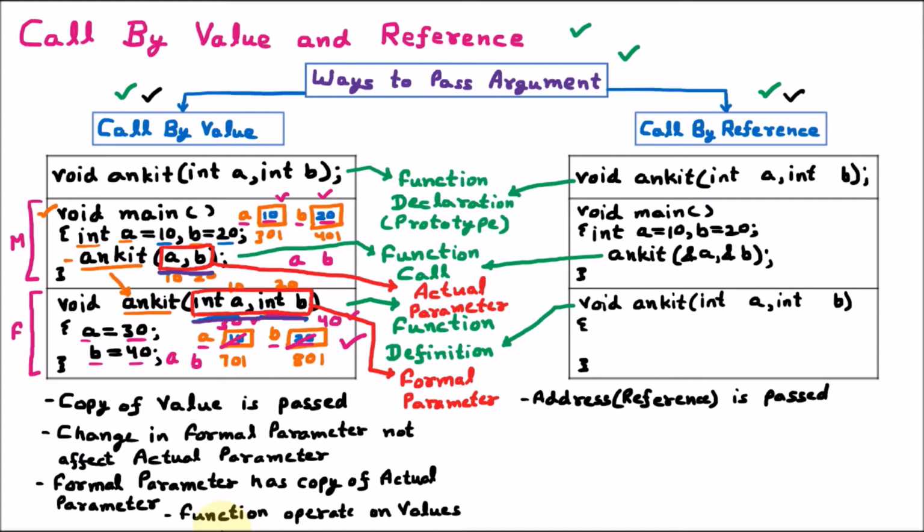And we know that whenever we pass the address, it is a pointer concept. So here, normal A and B cannot catch the address. For that, we need the pointers. So here we are putting the star.